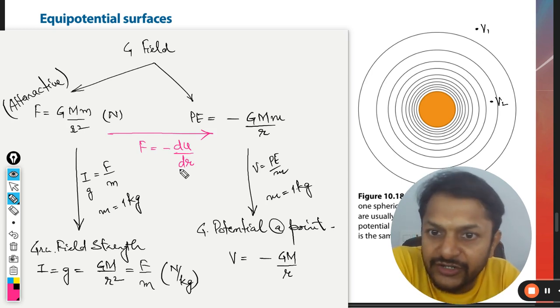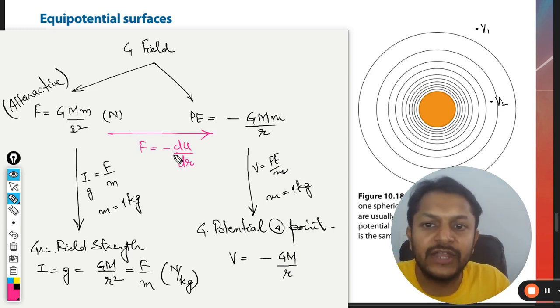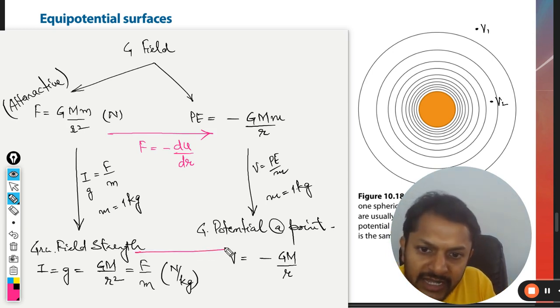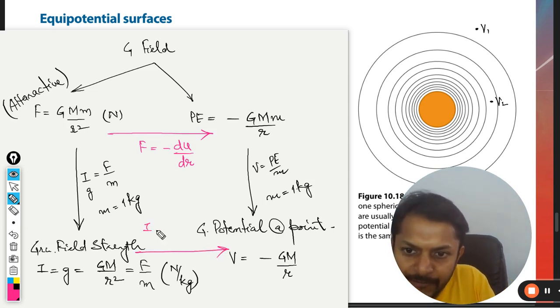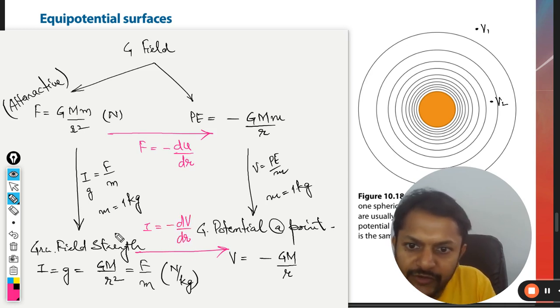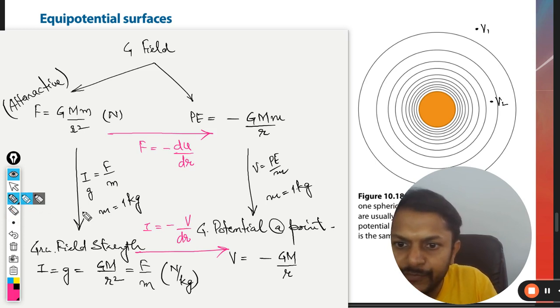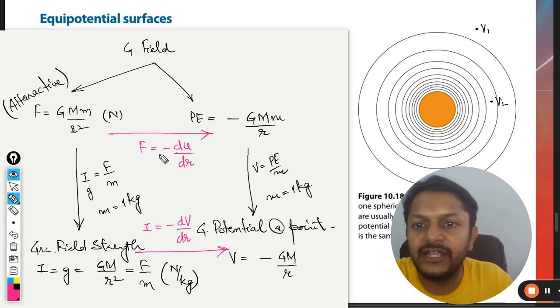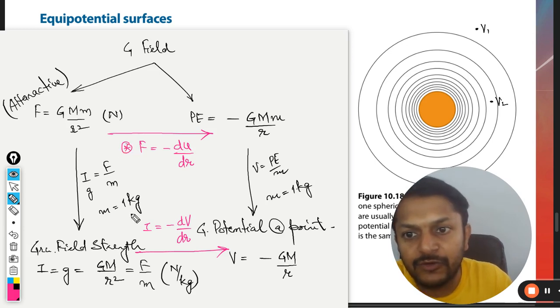U means potential energy. So F is equal to negative of dU by dr. Similarly, a similar formula can be created for these things. F will be converted into I, and in place of U we can write V. So that will become negative dV by dr. So I is equal to negative dV by dr. Both of the formulas are equally important.